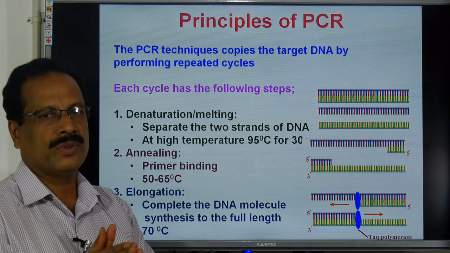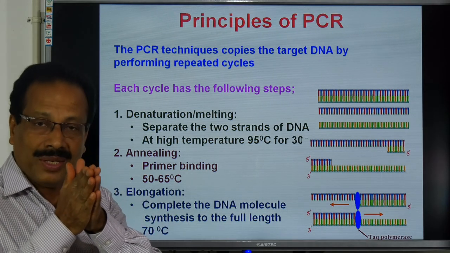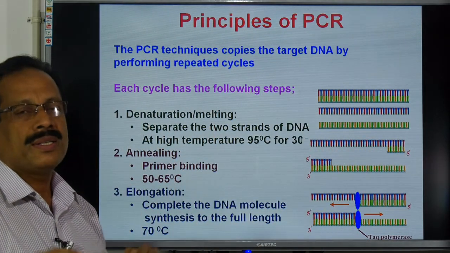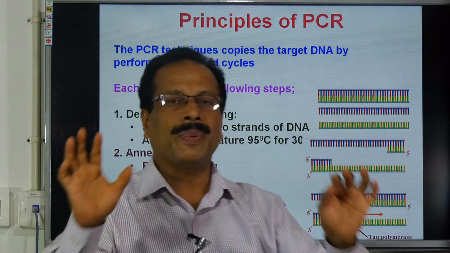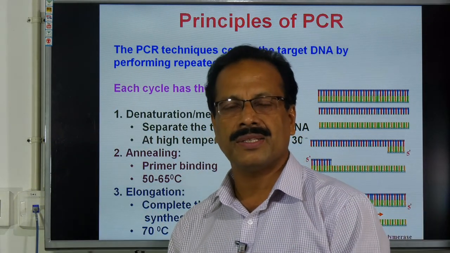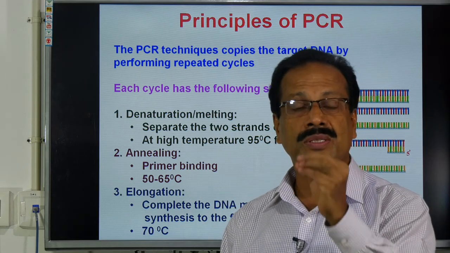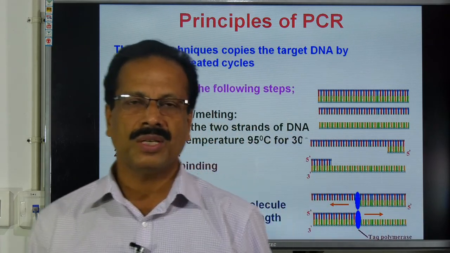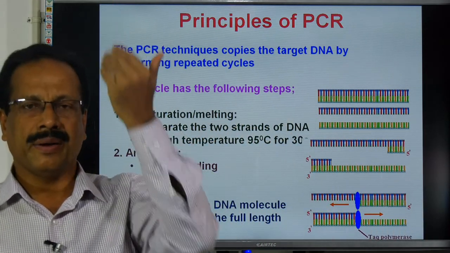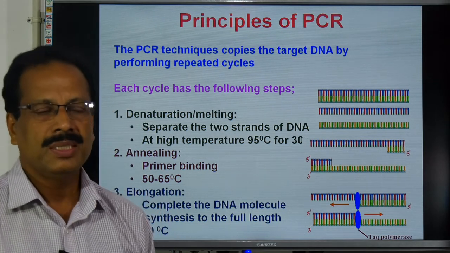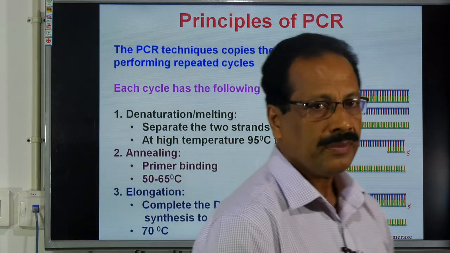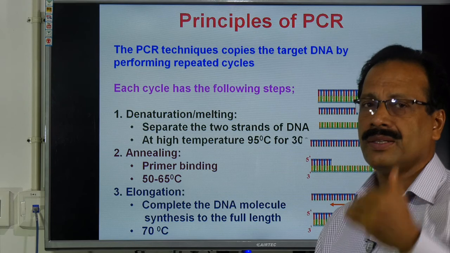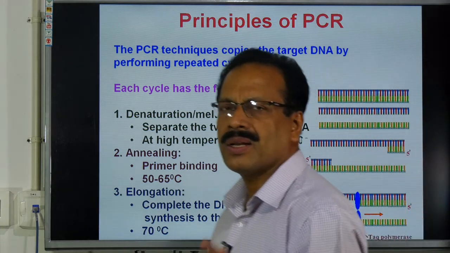That is annealing. It will not happen at 95 degrees Celsius, because at 95 degrees Celsius all the bonds are broken. So we reduce the temperature to one suitable for that particular primer. For each and every primer, the annealing temperature varies because the sequence composition varies. If there is more G and C, the annealing temperature will be slightly higher, because there are more bonds between guanosine and cytosine than between A and T. So when the GC content is higher, the annealing temperature is higher. For each and every primer, we can calculate the annealing temperature.